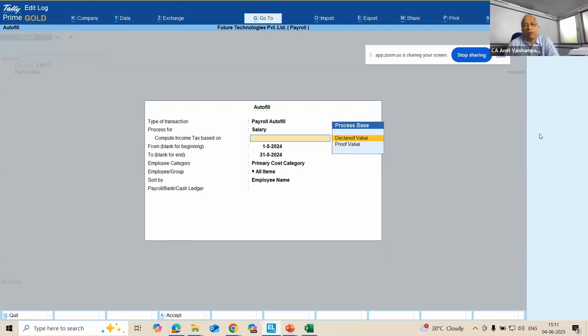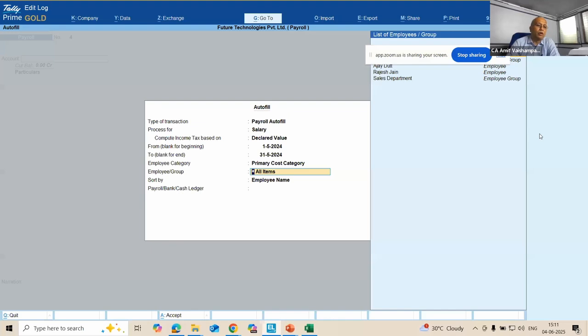Normally, in case of all payrolls, till 31st of December, all the payroll is run on the basis of a declared value. From 1st January onwards, normally they insist for a proof value. So from 1st January onwards, the payroll is generated on the basis of a proof value. Till 31st December, normally the payroll is always generated on the basis of a declared value. So I'm generating the payroll for the period 1st May to 31st May.